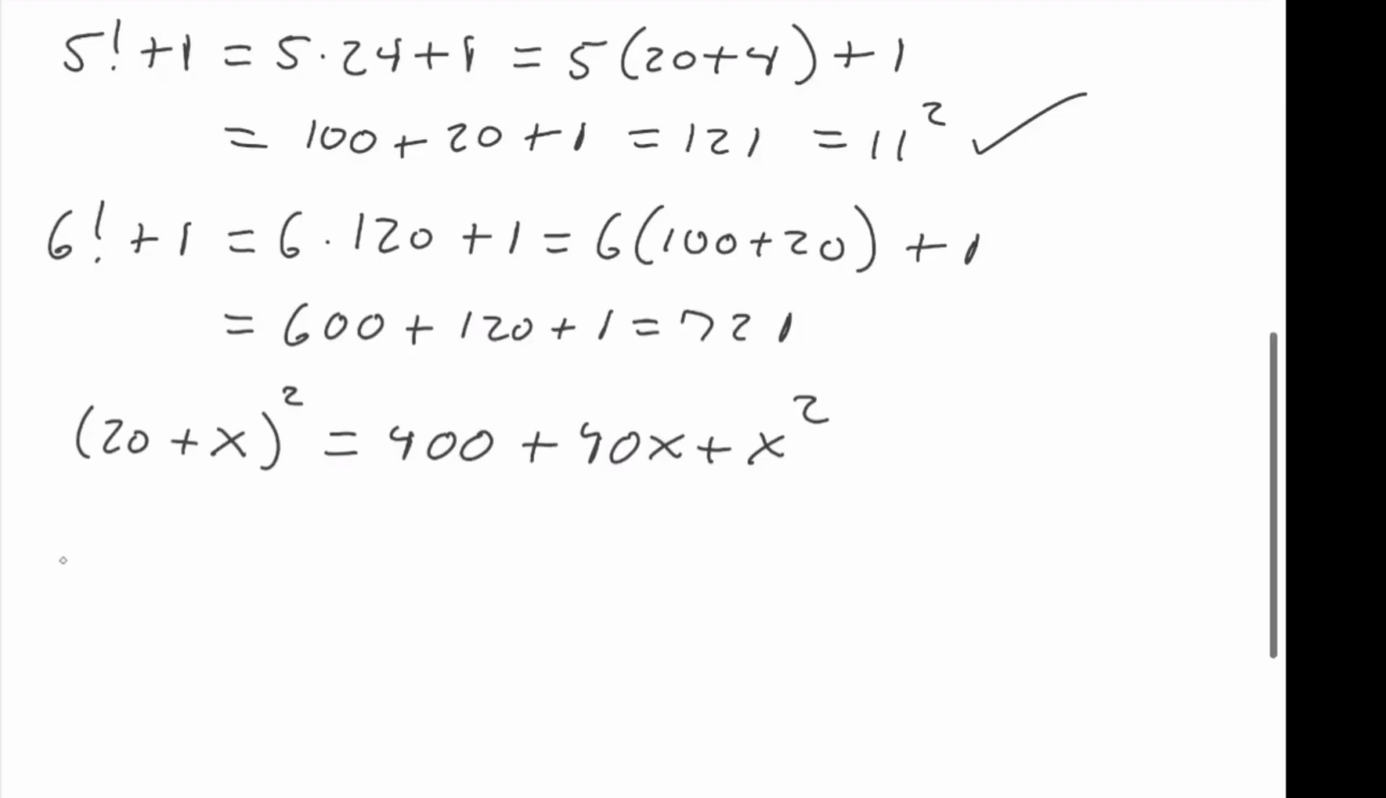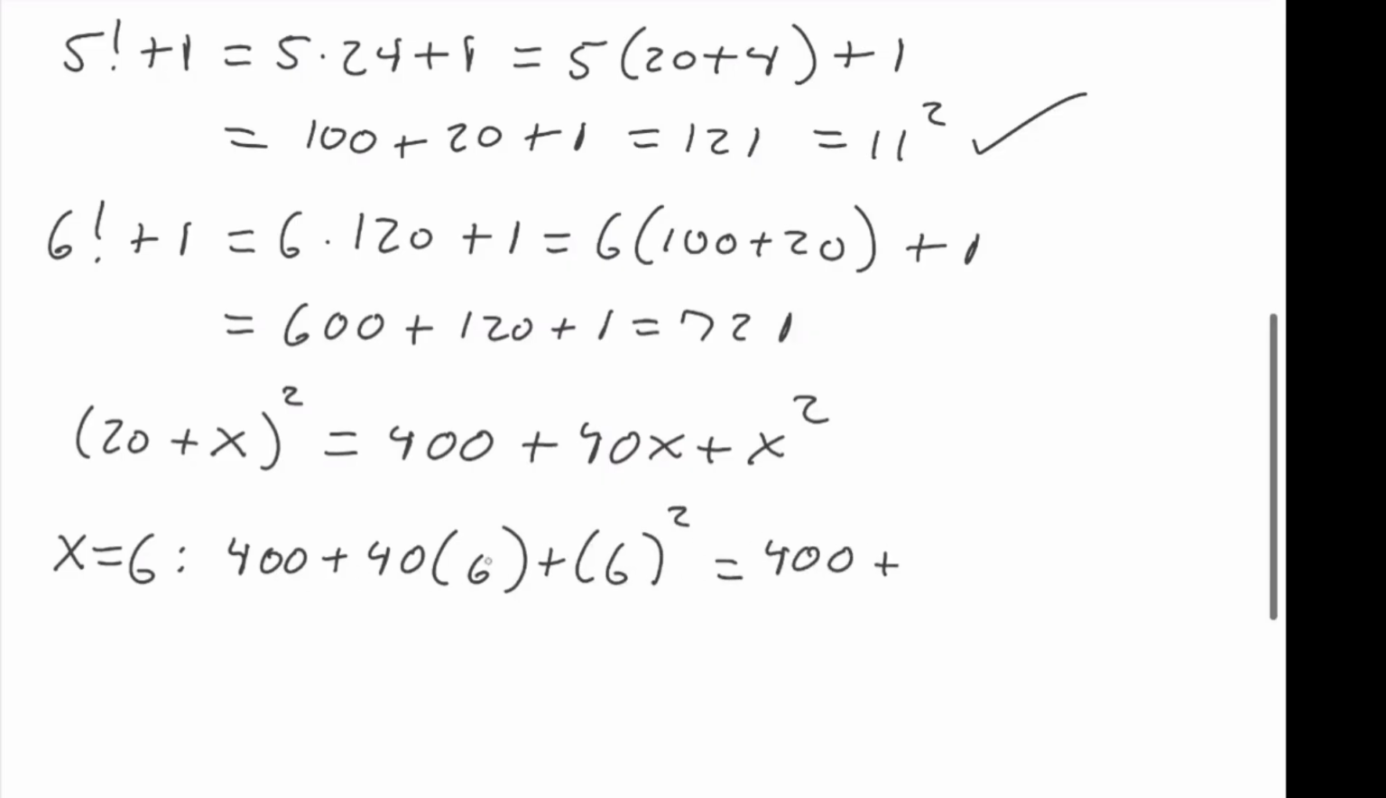So let me look at x equals 6. Let's just look at that. So that's 400 plus 40 times 6 plus 6 squared. And that's going to be 400 plus 240 plus 36. And that is 640 plus 36, which is 676. So that's not quite to the 721.